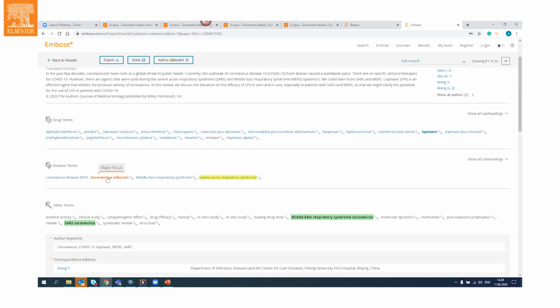Also, you can see that some of them are highlighted and some of them are not. The highlighted terms mean that this is the major focus of the article. For example, in our case, it's lopinavir, coronavirus infection, Middle East respiratory syndrome coronavirus, and SARS coronavirus.